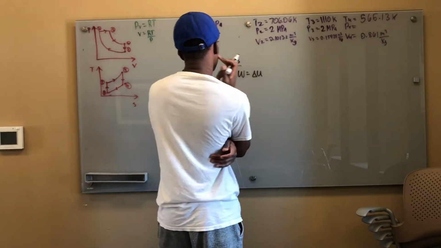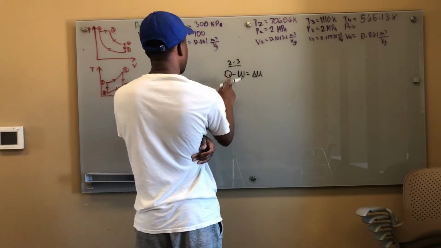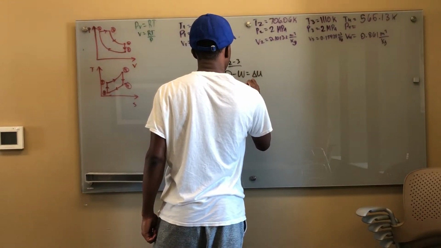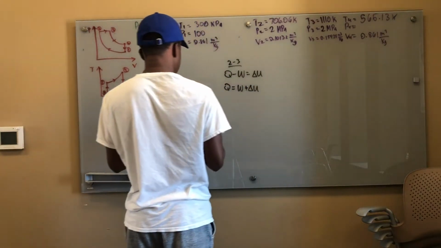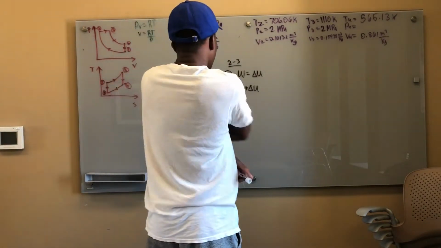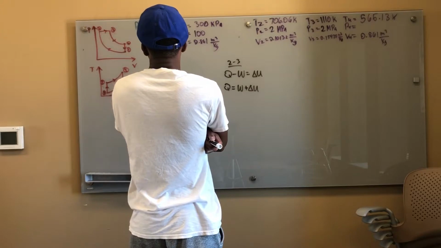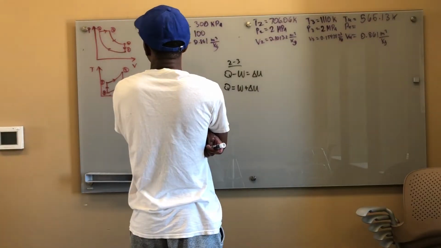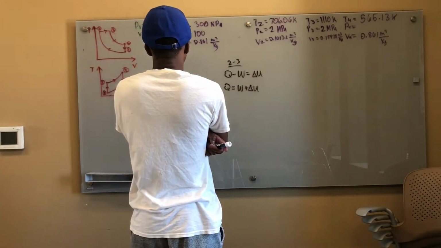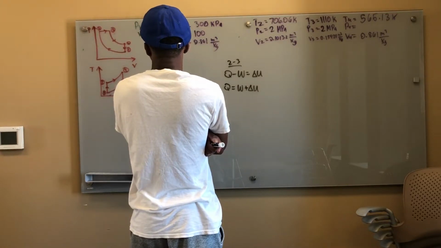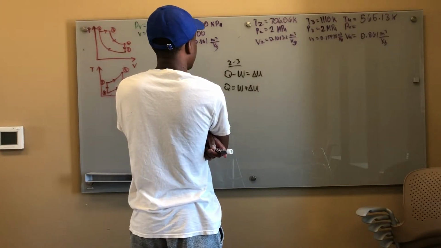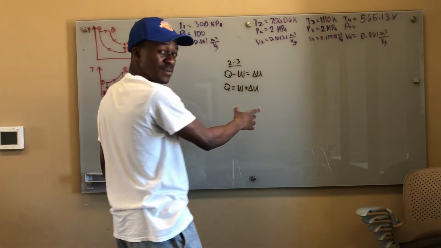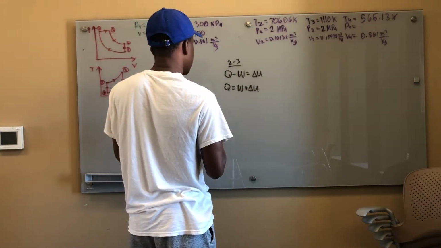Now, we're looking for Q, right? So Q is equal to W plus delta U, okay? Now, what can we say about this? I know that P dV is equal to my work. I know that, so there is a change in volume. I know that constant volume heat addition would tell us that this is CV. I'm sorry, this is constant pressure, so this is CP, okay? So this is a constant pressure.